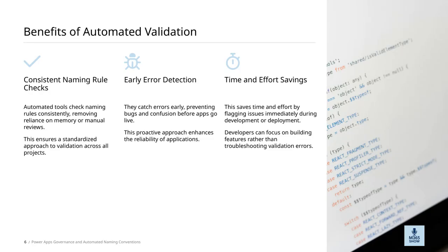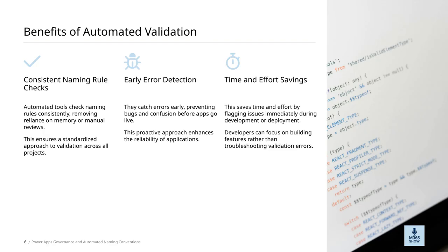Let's take a closer look at the benefits of automated validation, specifically within Power Apps governance and automated naming conventions. First, this approach saves a significant amount of time and effort by flagging issues immediately during development or deployment.